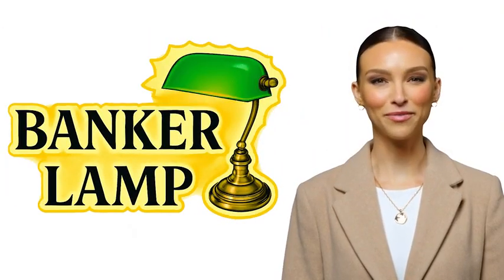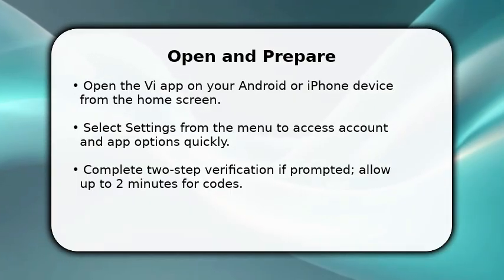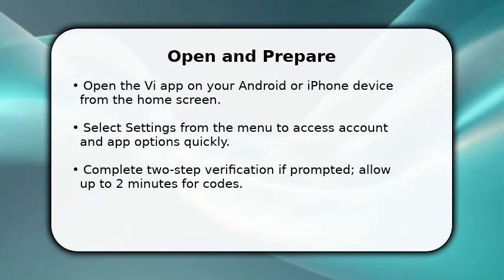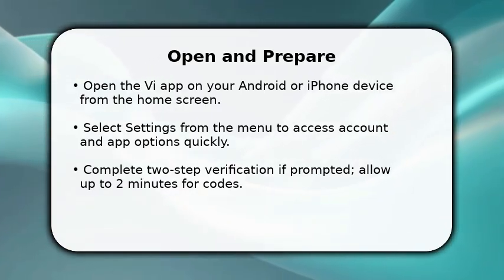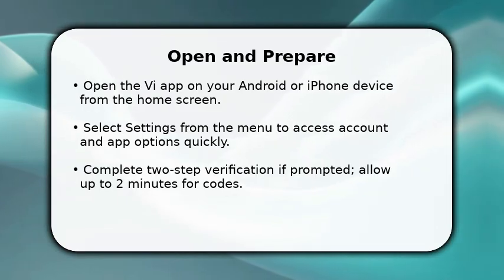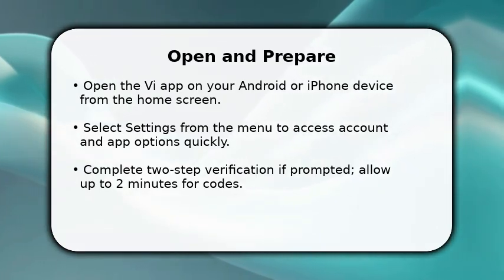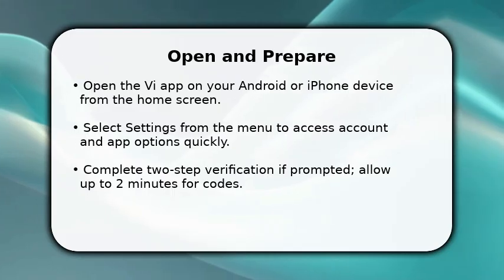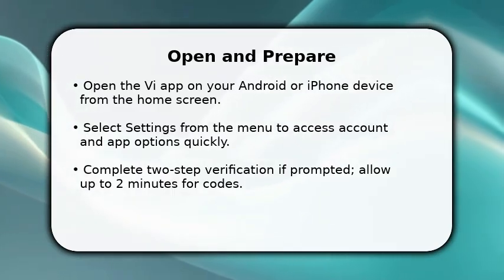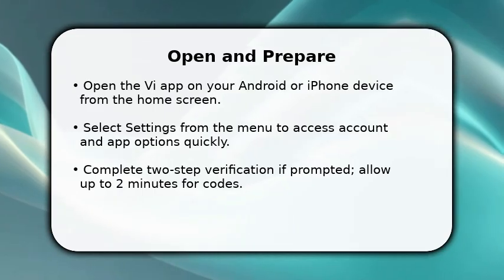Please enjoy the video. Open the Vi app on your Android or iPhone device from the home screen. Tap the profile icon located at the top right corner of the app. Select Settings from the menu to access account and app options quickly. Choose Add Account, then pick Gmail from the list of email providers shown.